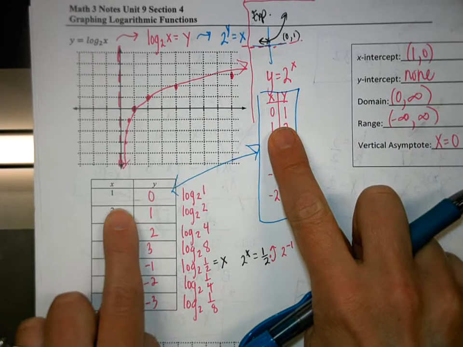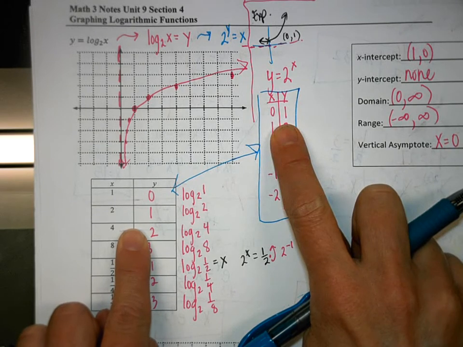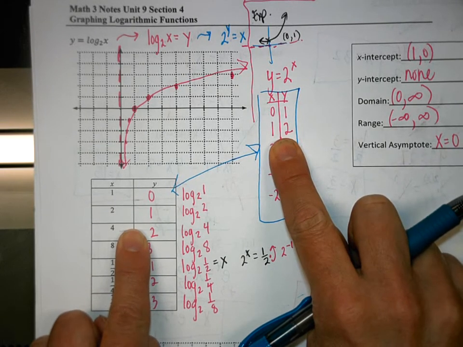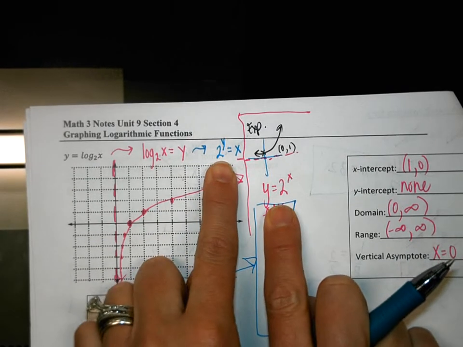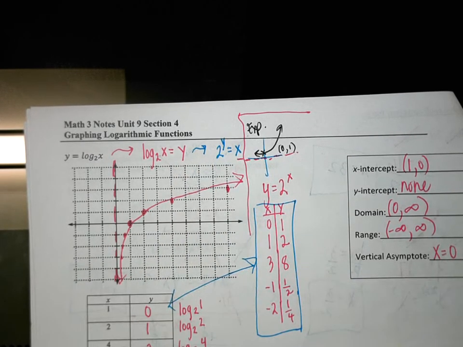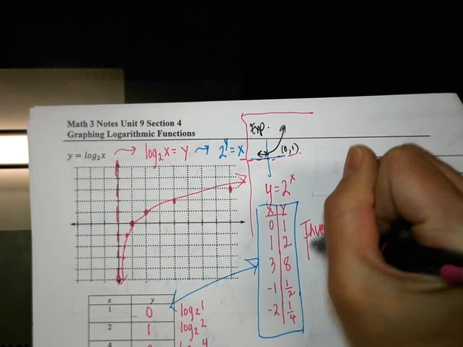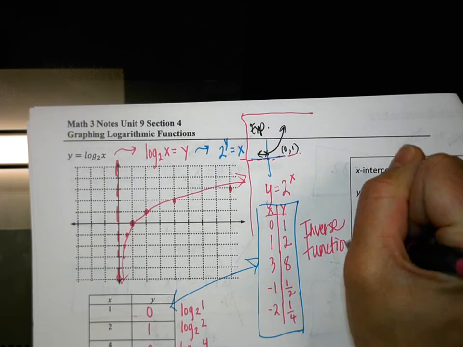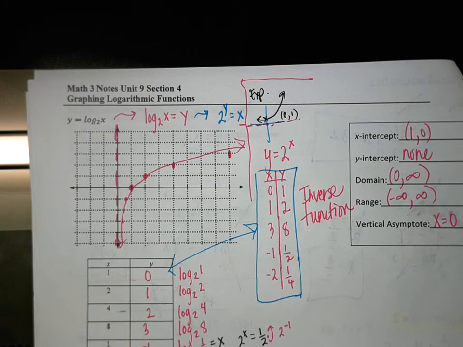So here x is 1, y is 0. Here x is 0, y is 1. Here x is 2, y is 1. Here x is 1 and y is 2. Now, if you look at these equations, what do you notice about x and y? They're also flipped. Okay, when this happens, this is called, just so you know, an inverse function. So an inverse function is when you are exchanging your x and y values. Okay.